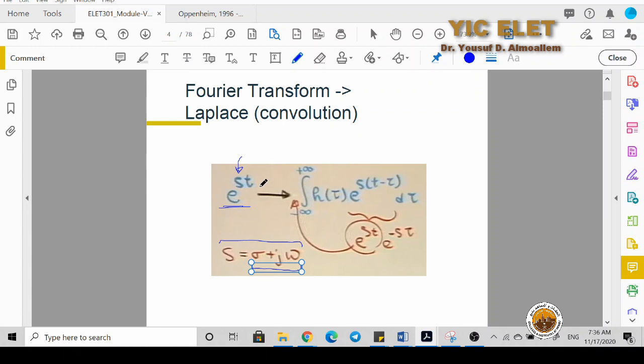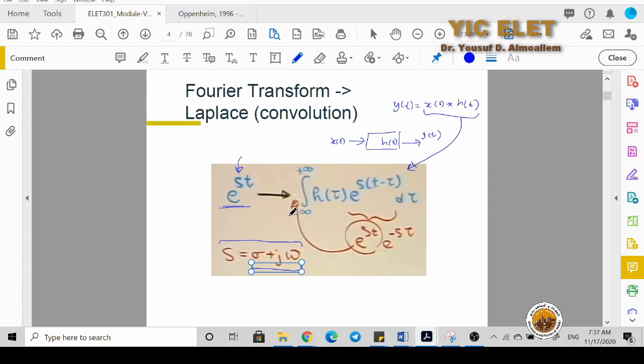Then we could calculate the output using the convolution equation. As we know, if we have an input here, this is x of t, and this is h of t, and this is y of t. So y of t would be equal to the convolution between x of t and h of t. And if we substitute the equation of the convolution, we will get this result.